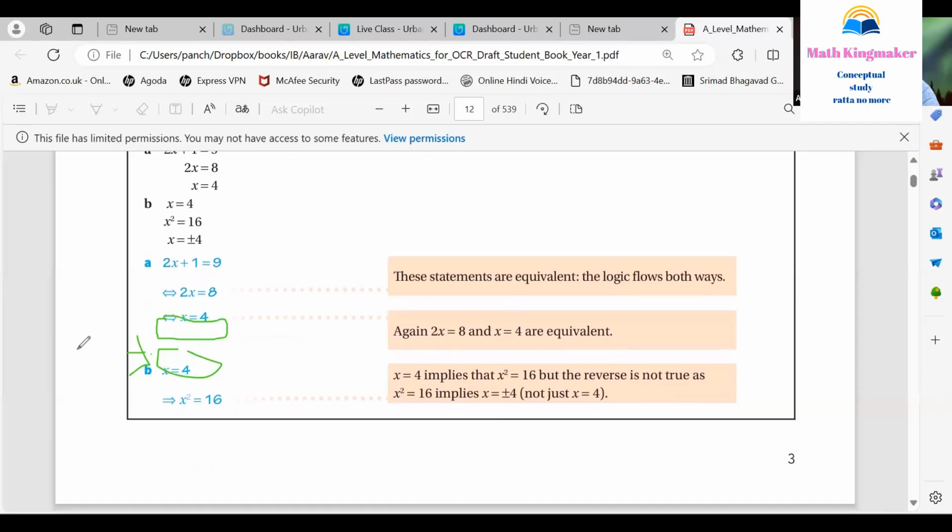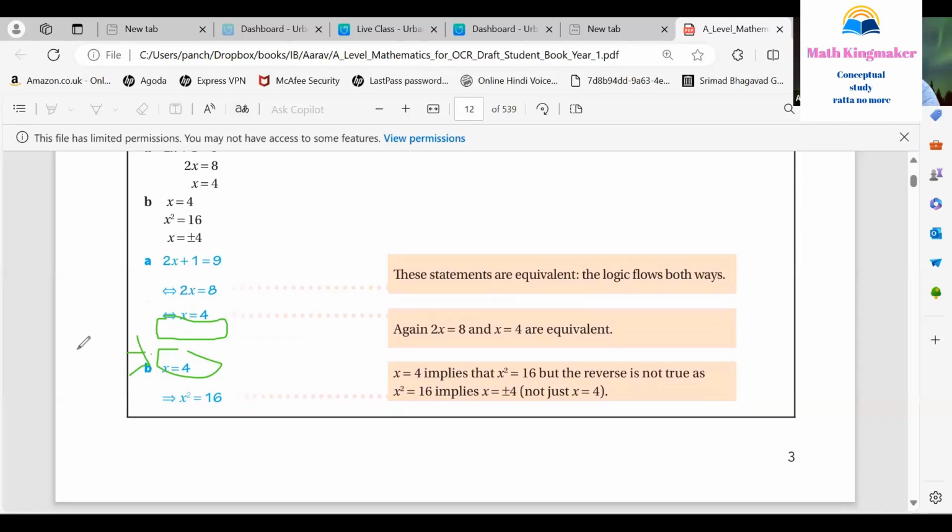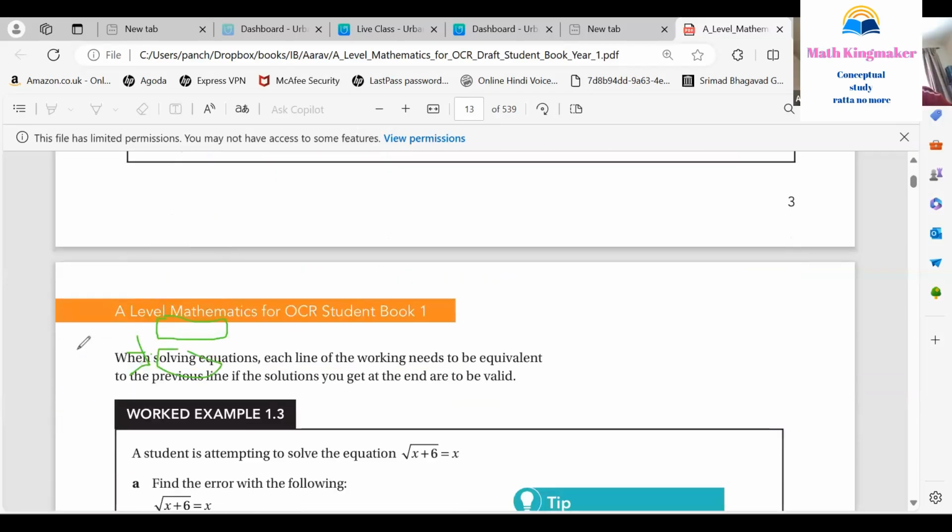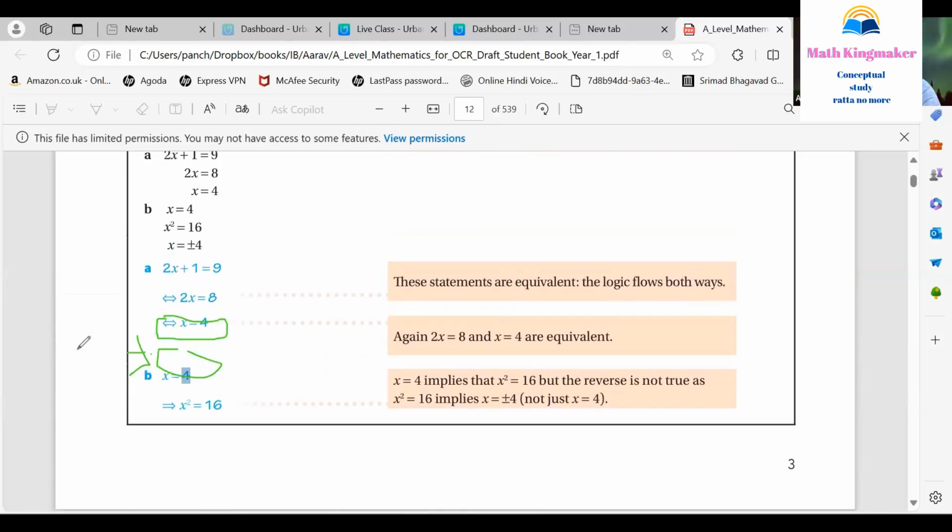And in the second part, x is equal to 4. So in this statement, if x is equal to 4, then x squared equals 16. But the reverse isn't true. If x squared equals 16, x can be 4 or minus 4. So they are not equivalent statements. x equal to 4 and x equal to plus minus 4 are not equivalent statements. That's why there's no double arrow.